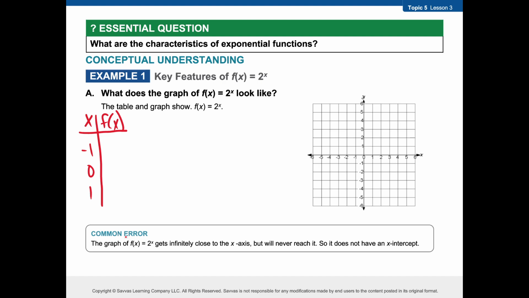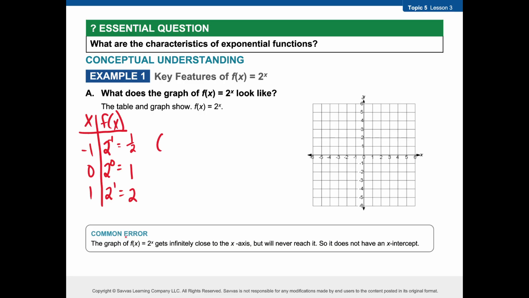So 2 to the first power, 2 to the negative first power. Remember, you can never have a negative exponent. So that would be 1/2, 1 over 2. To make that negative exponent positive, you do the reciprocal of 2. Then 2 to the 0 power, anything to the 0 power is 1. 2 to the first power is a 2.